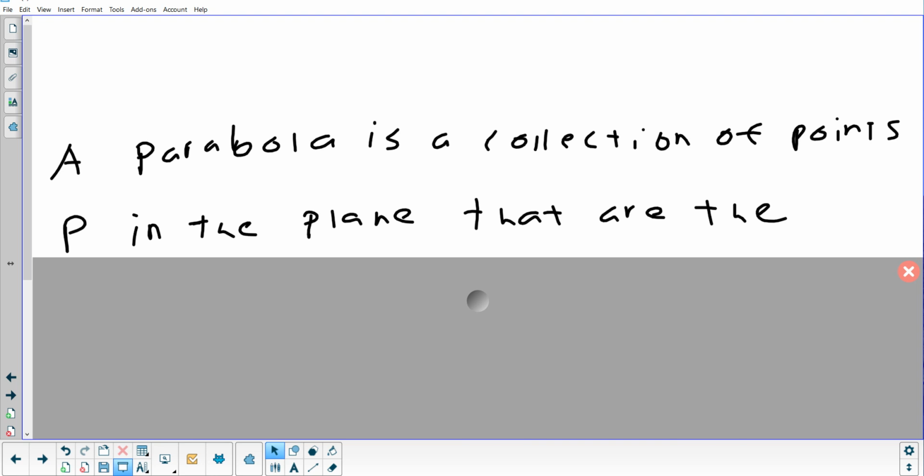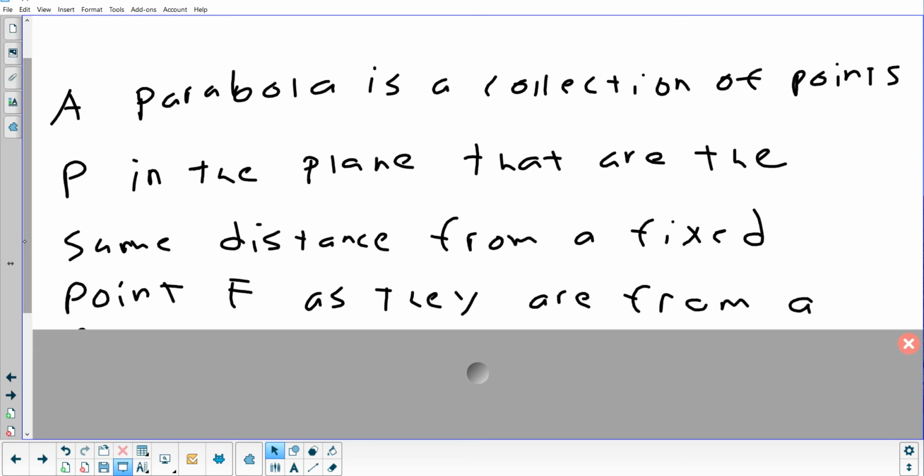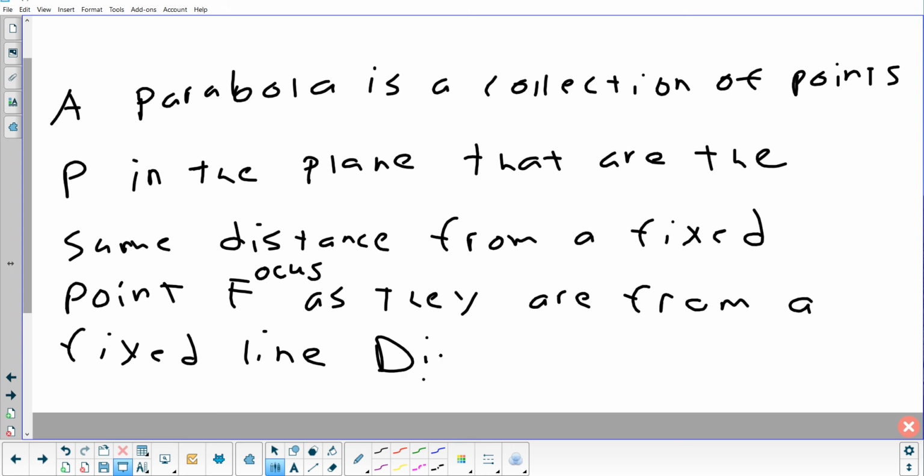These points are all equidistant from two things. Not just one thing, but two things. If you measure the distance from any point on the parabola to a special point called F, which stands for the focus, and then you measure the distance from that same point to a special line called the directrix, those two measurements will come out exactly the same every time. So you pick a point on the parabola, measure the distance from that point to the focus, and then measure the distance from that point to the directrix, and it will always be the same.